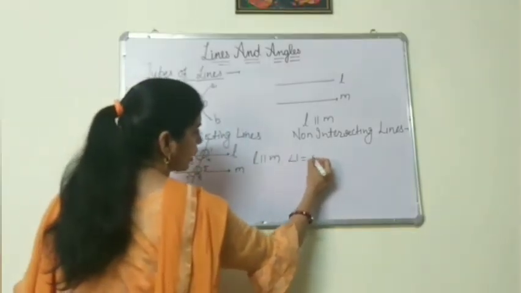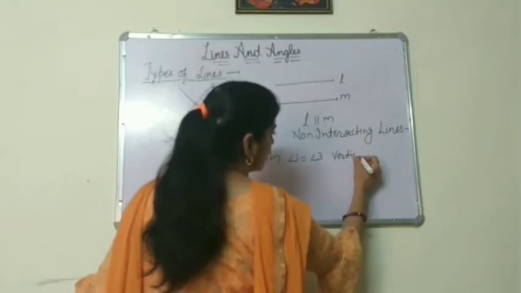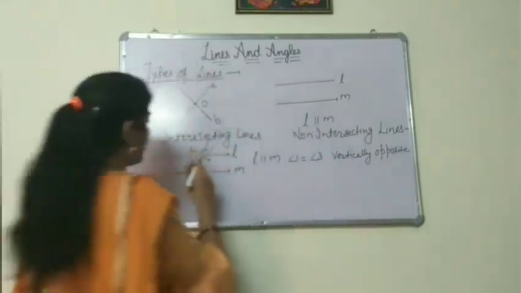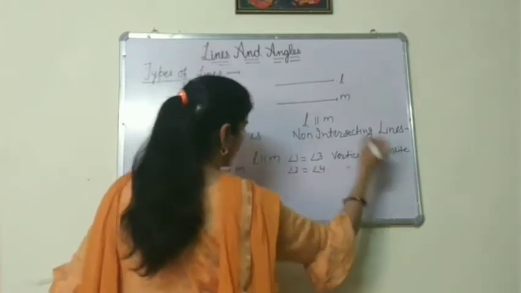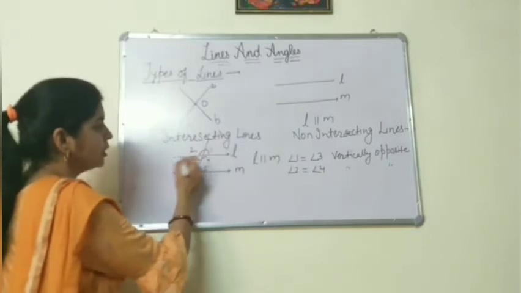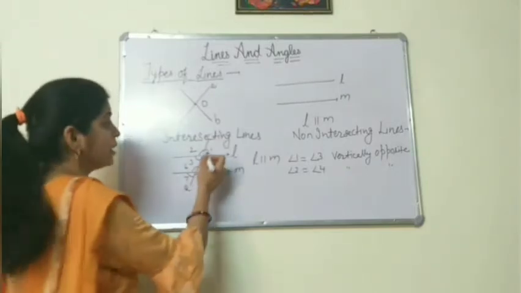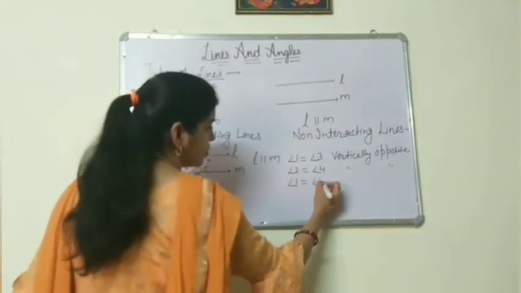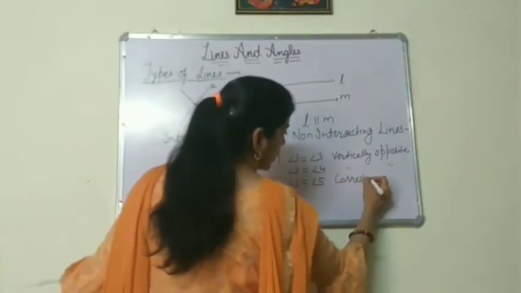Angle 1 is equal to angle 3 because these are vertically opposite angles. And angle 2 is equal to angle 4. It is also a vertically opposite angle pair. And here angle 1 is equal to angle 5 because if two lines are parallel and any third line intersects these two lines, the angles formed which have the same shape, angle 1 and angle 5, are called corresponding angles. Corresponding angles are always equal.